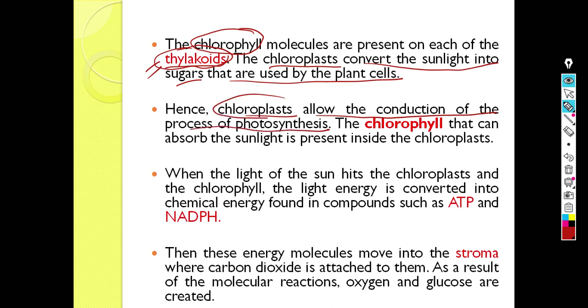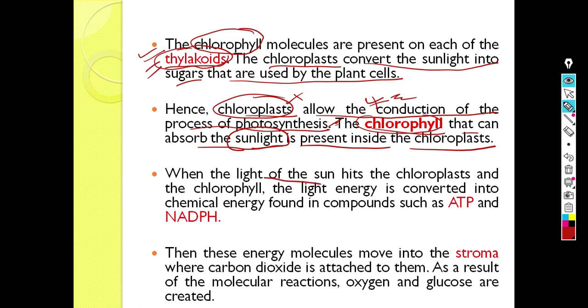If chloroplast will not be there, there won't be any conduction. If it is not there, conduction of photosynthesis will also not occur. So the chlorophyll can absorb the sunlight. Okay, because chlorophyll, where is it present? It is present in thylakoids. So it is absorbing the sunlight which is present inside the chloroplast.